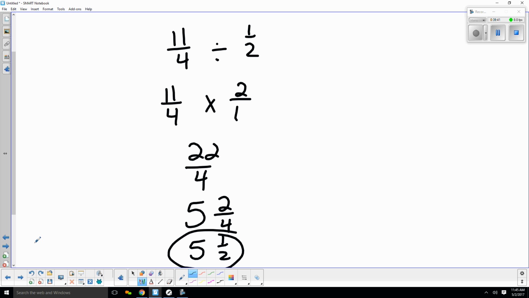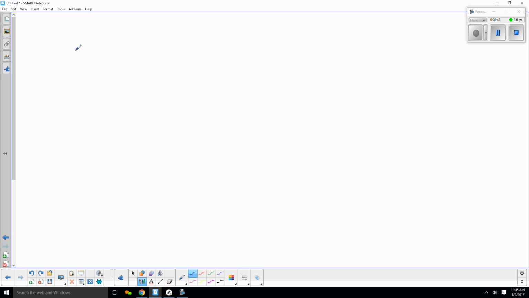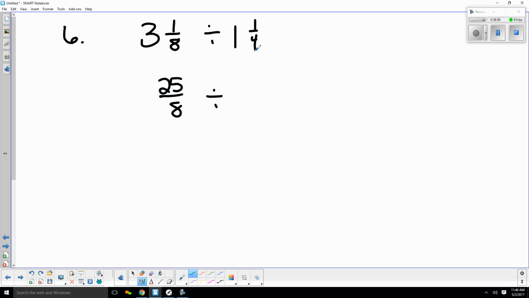Number 6, 3 1/8 divided by 1 1/4. Change both of these to improper, so 3 times 8 plus 1, 1 times 4 plus 1. Now I want to write the division as a multiply.